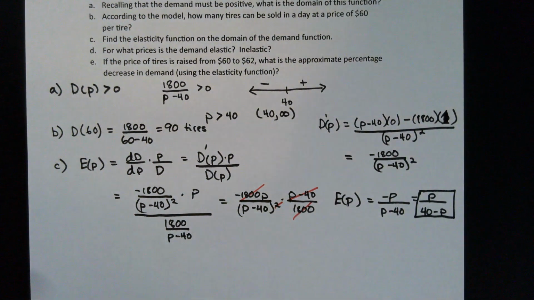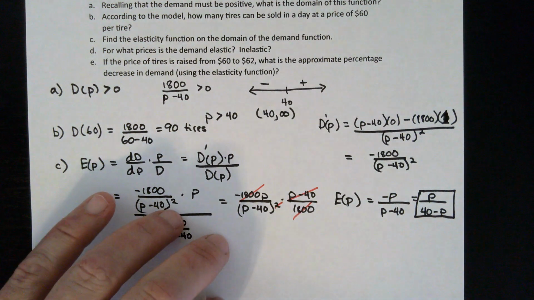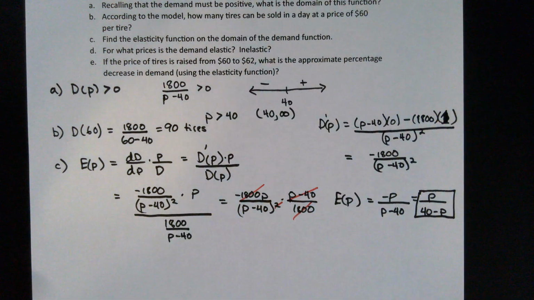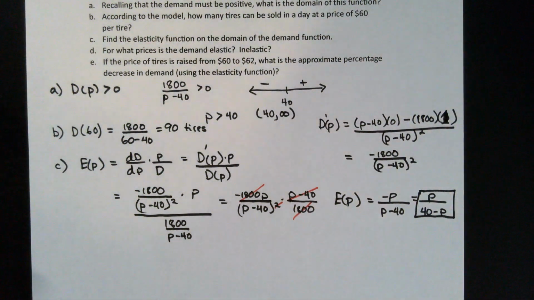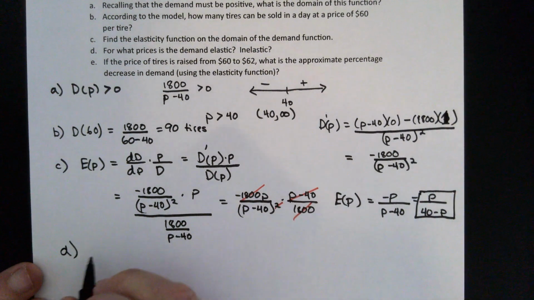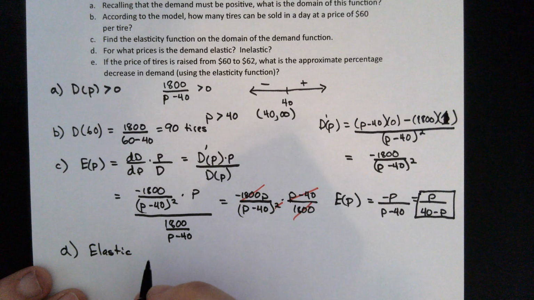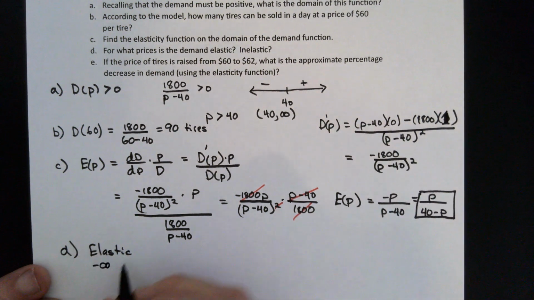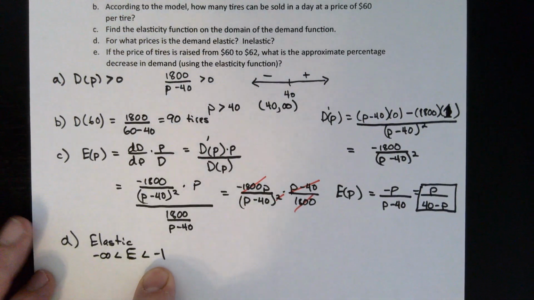Okay, next question. For what prices is the demand elastic or inelastic? Okay, so by definition, it's elastic if E of p is between negative infinity and negative 1. So let's write that down. To be elastic, using the elasticity function, we know that it's got to be between negative infinity and negative 1. Okay, if it's bigger than negative 1, then it becomes non-elastic.